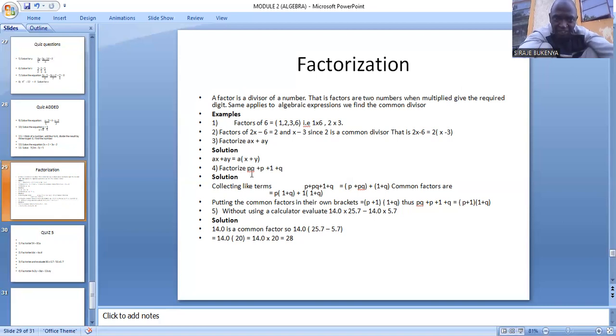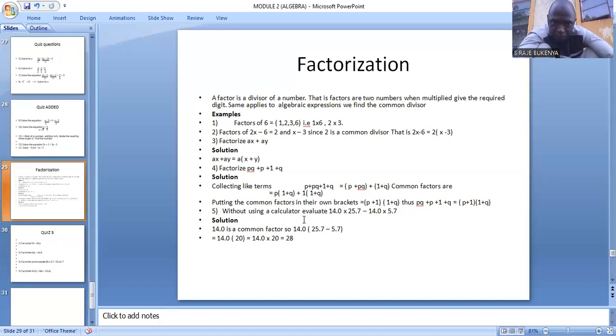Let's say factorize p2 plus p plus 1 plus 2. That means you could first collect like terms, say p plus p2 plus 1 plus 2, which means p plus p2 and 1 plus 2. There you're getting p common, which means p common into 1 plus 2 and 1 common into 1 plus 2. So 1 plus 2 is common and p plus 1 is common. Let's say factorize that and get p plus 1 and plus 2.